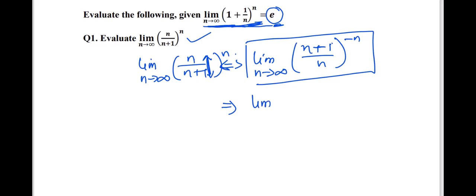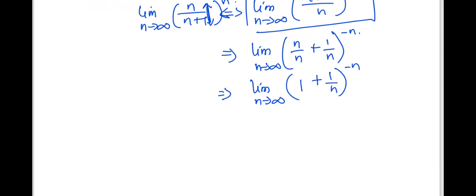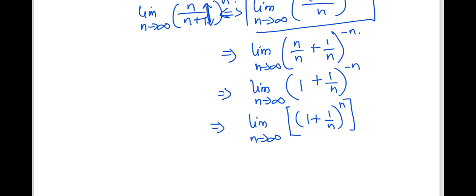Now that we have this, we have the limit as n approaches infinity of n over n, so we can divide each term by the denominator: n plus 1 over n, all to the power negative n. This implies that we have the limit as n approaches infinity of (1 plus 1 over n) to the power negative n, and this we can write as the limit as n approaches infinity of ((1 plus 1 over n) to the power n) all to the power negative 1.